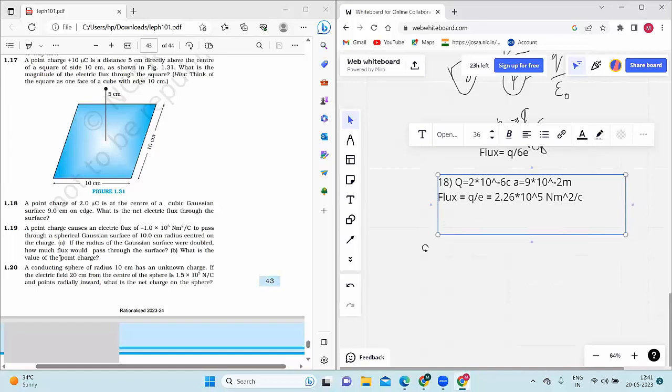We have a small confusion whether the charge is placed at the center of the cubic Gaussian surface or at the center of the edge of the cubic Gaussian surface. This is for the center of the cubic Gaussian surface. If it's placed at the center of the edge, then we will take 4 cubes so that the body is covered by all the 4 cubes. Then we will calculate the flux linked with the surface.